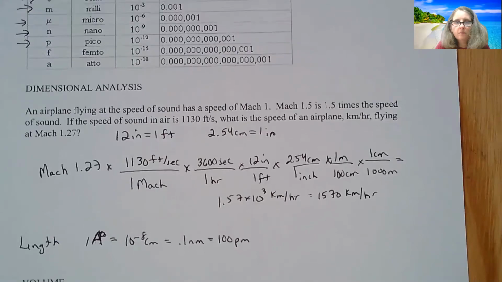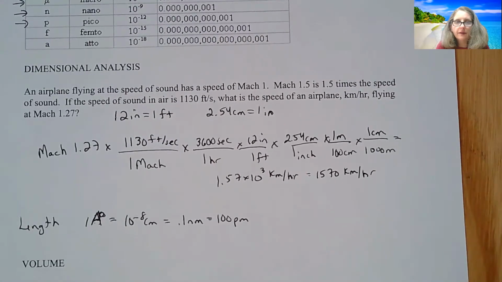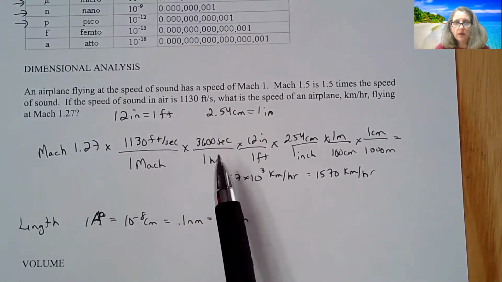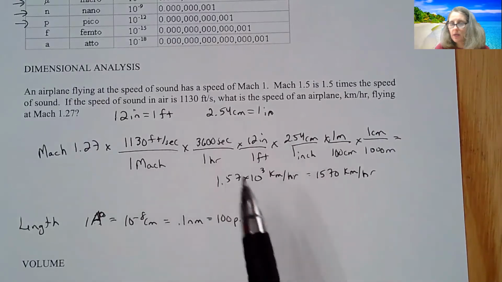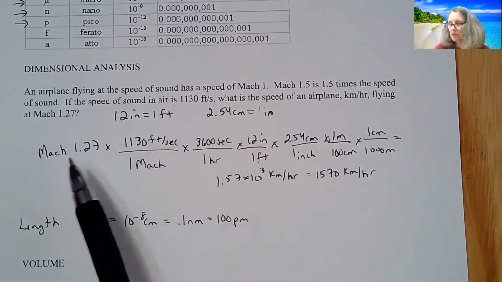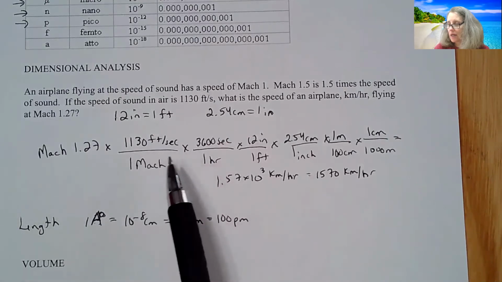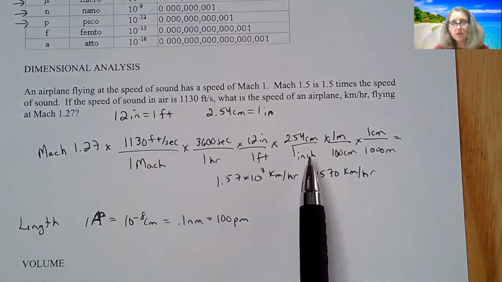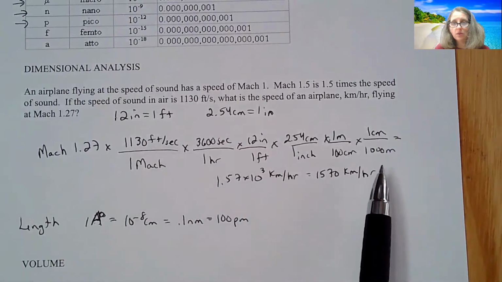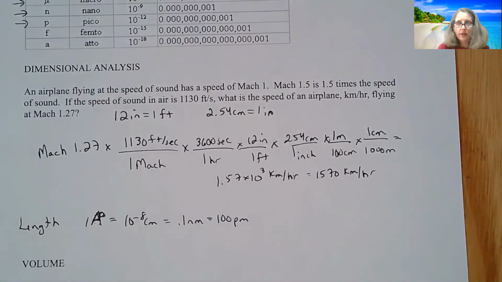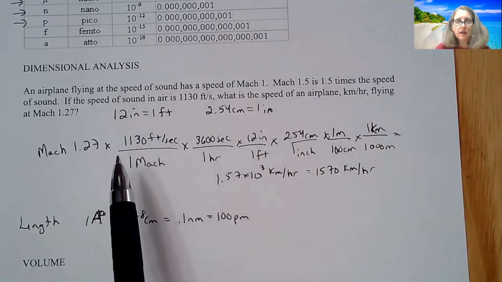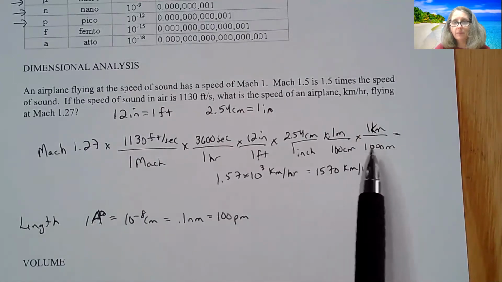So here you can see I have written out how I set up the problem. Again, with dimensional analysis, what you're going to see are relationships next to each other. And essentially what happens is you put the unit that you're in on the bottom so that it cancels out. From here, I then converted from seconds to hours, and then I took the inches to centimeters and went all the way to a kilometer. So again, when we're doing dimensional analysis, all you have to do is multiply the top and divide by the bottom.